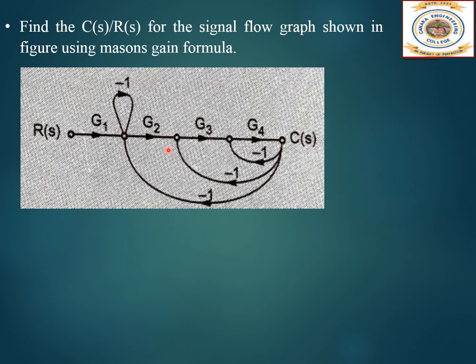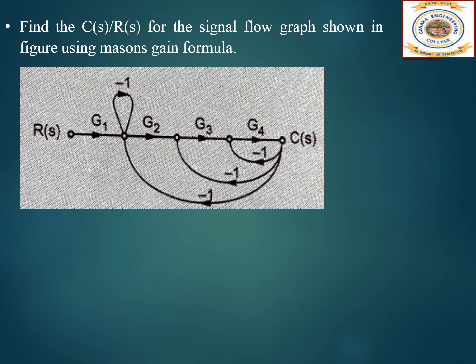Non-touching loops you can also identify. This minus 1 self loop is not touching G4 minus 1 because they don't have any node in common, and this minus 1 is not touching G3 G4 minus 1. But it is touching this G2 G3 G4 minus 1 because this node is common. So we can write all these values now.